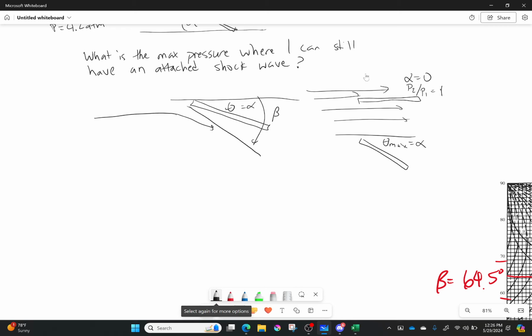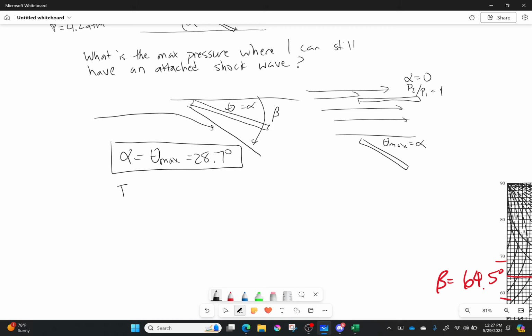Okay, so we know enough information here. First off, we already have part of the answer, which was we know that alpha is going to be equal to the theta max, which is equal to 28.7 degrees. So that part of the problem is already solved. We know what the max angle of attack it can have is before that detaches. The second thing we have to figure out is what is that max pressure? Okay, what is that max pressure?